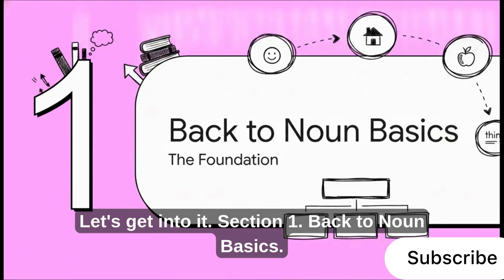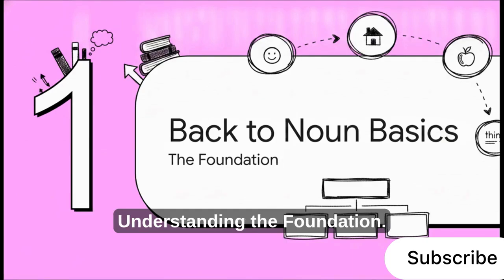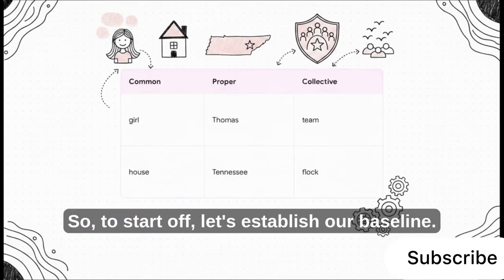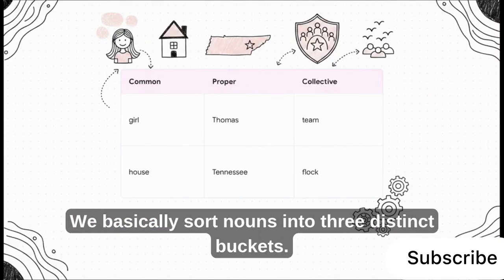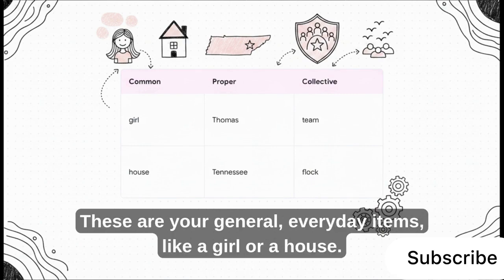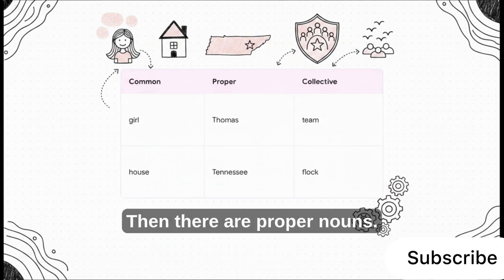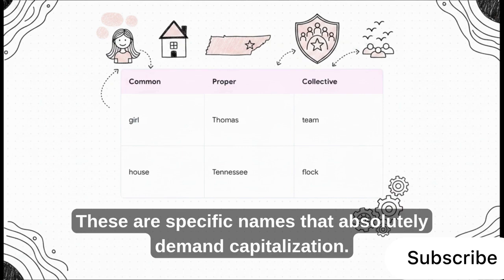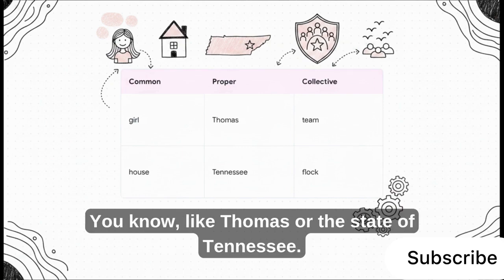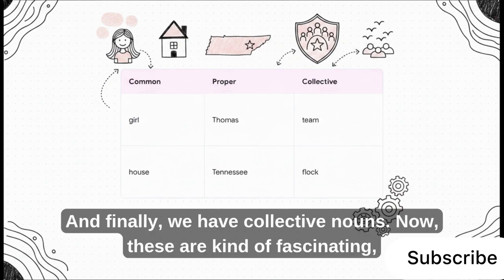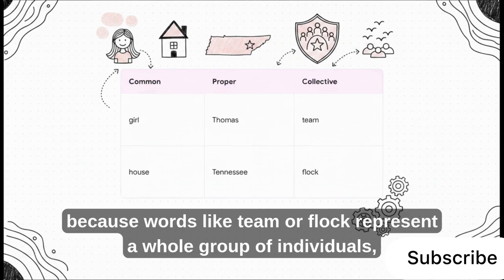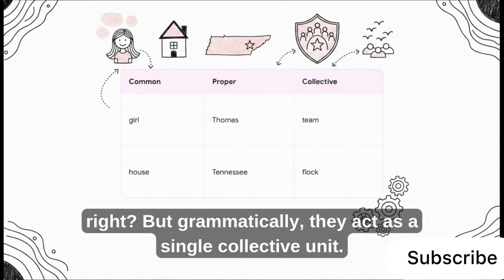Section 1, back to noun basics, understanding the foundation. So, to start off, let's establish our baseline. We basically sort nouns into 3 distinct buckets. First up, we've got common nouns. These are your general, everyday items, like a girl or a house. Then there are proper nouns. These are specific names that absolutely demand capitalization, like Thomas or the state of Tennessee. And finally, we have collective nouns. Now, these are kind of fascinating because words like team or flock represent a whole group of individuals, right? But grammatically, they act as a single collective unit.